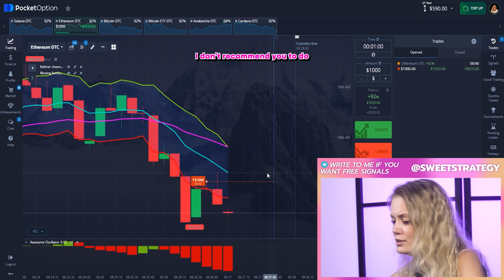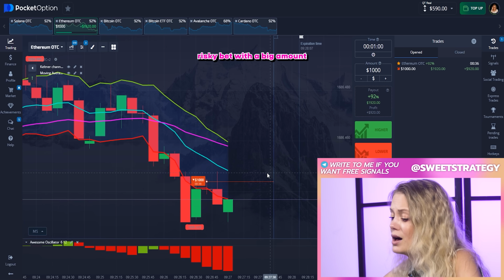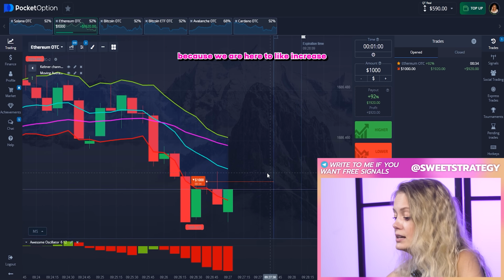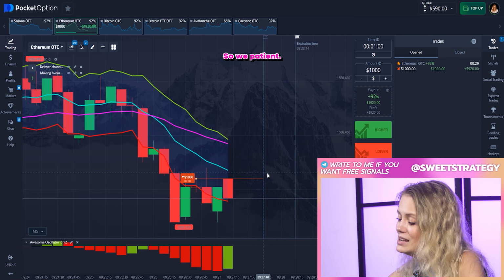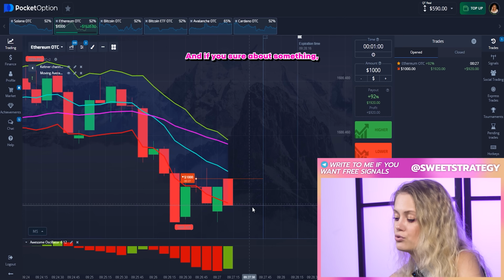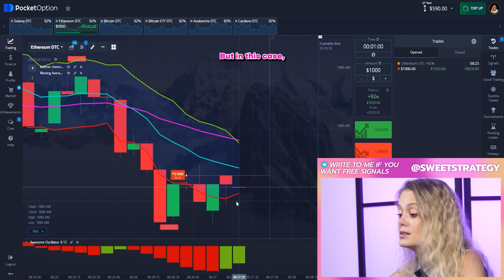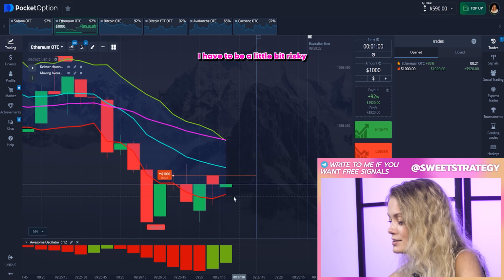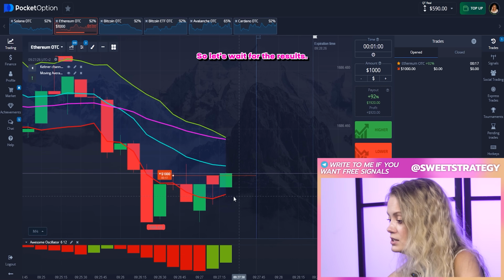By the way, I don't recommend you to make a risky bet with a big amount if you want to save your money, because we are here to increase our bank, not to lose everything. So be patient, and only if you're sure about something, in this case do it. But in this case I have to be a little bit risky, because otherwise you will not like my videos. So let's wait for the result.